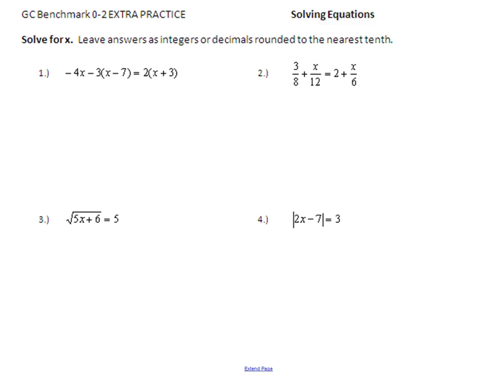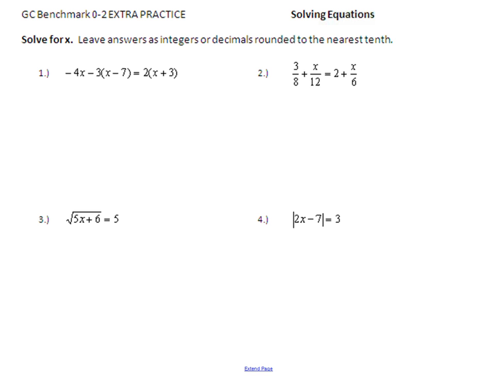Geometry benchmark 0-2, solving equations. Now again, these 0- benchmarks in geometry are simply algebra benchmarks in review. So go ahead and look back at the algebra ones if you want some extra practice on this. First problem, just a straightforward equation I need to solve.